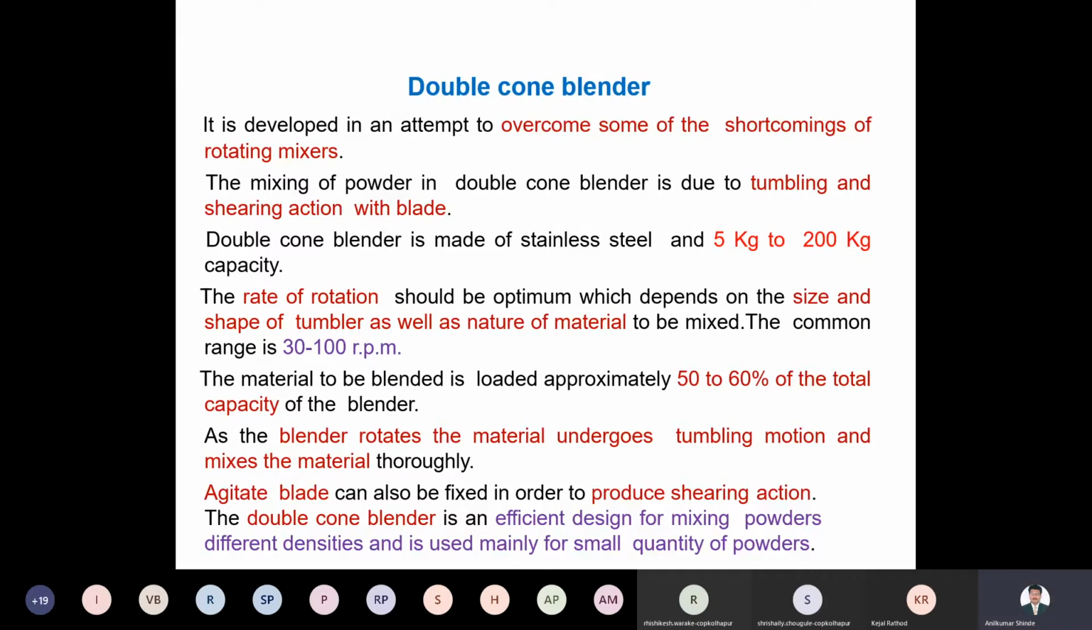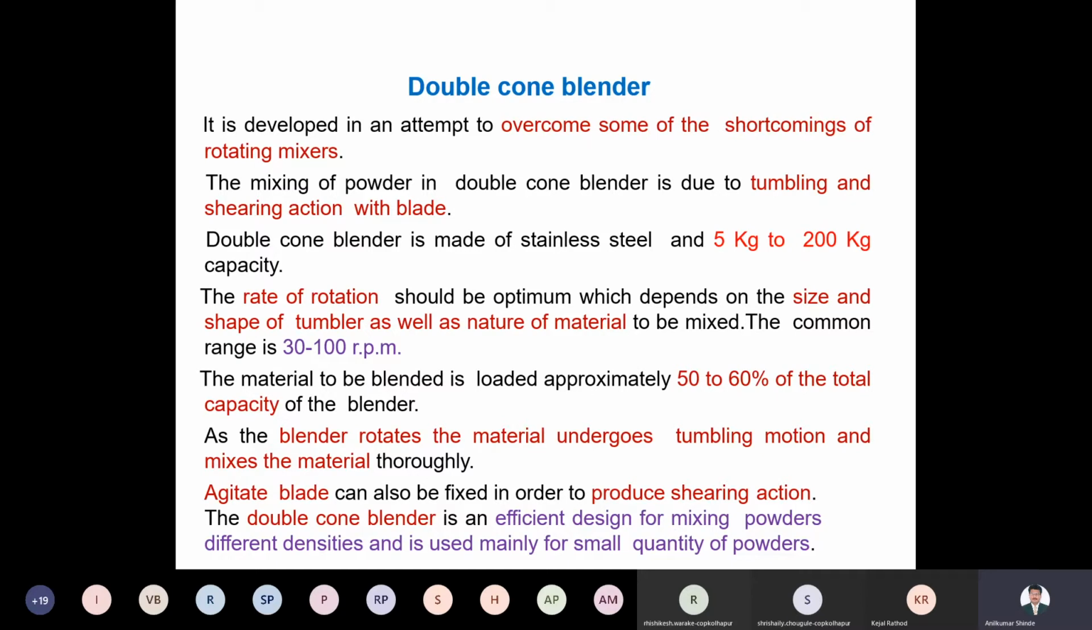Because if the material has a very low melting point and your speed of rotation is very high, it may create some energy, and with that energy the temperature of the material increases, and after the temperature increases, the solid material is converted into liquid through melting. Understand it? So the speed of rotation is very important, and it depends on the size of the tumbler, the shape of the tumbler, and the nature of the material.